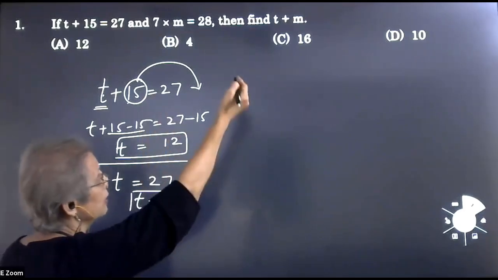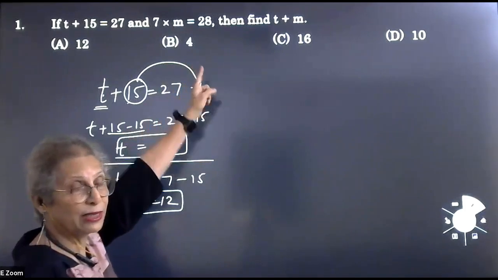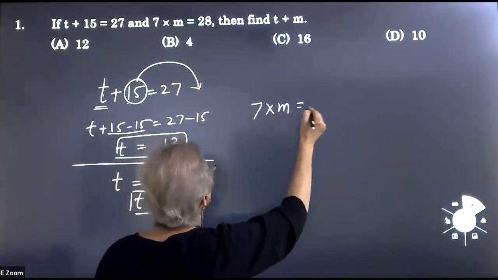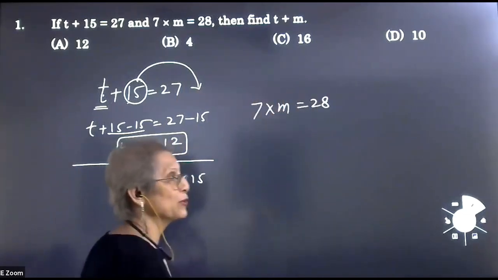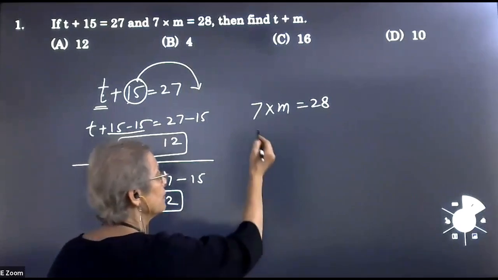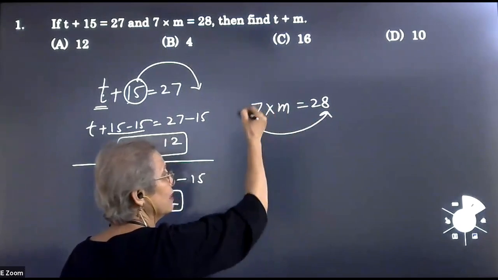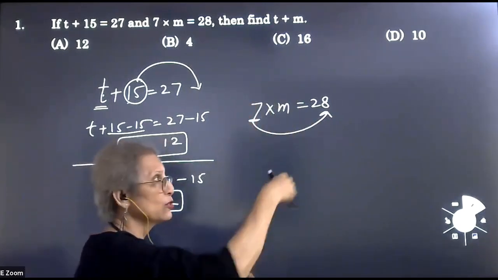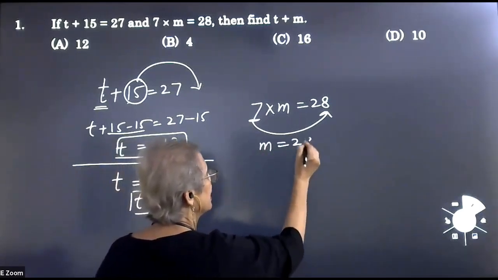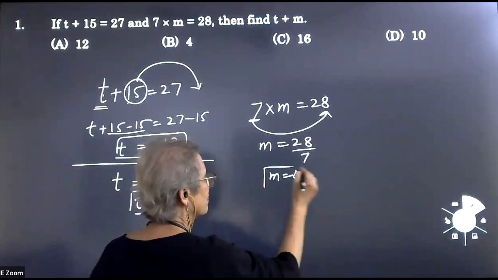Now one value we got. What we have to find out? We have to find out T plus M. So another equation is given to us. That is 7 into M is equal to 28. Now let us use the transpose method, which is the shorter, fast method. So what to do? We have to remove this 7. We have to take 7 to the other side. Here on this side, it is multiplied with M. So if you take it to the other side, it will be divided by. So M is equal to 28 upon 7. And therefore M is equal to 4.